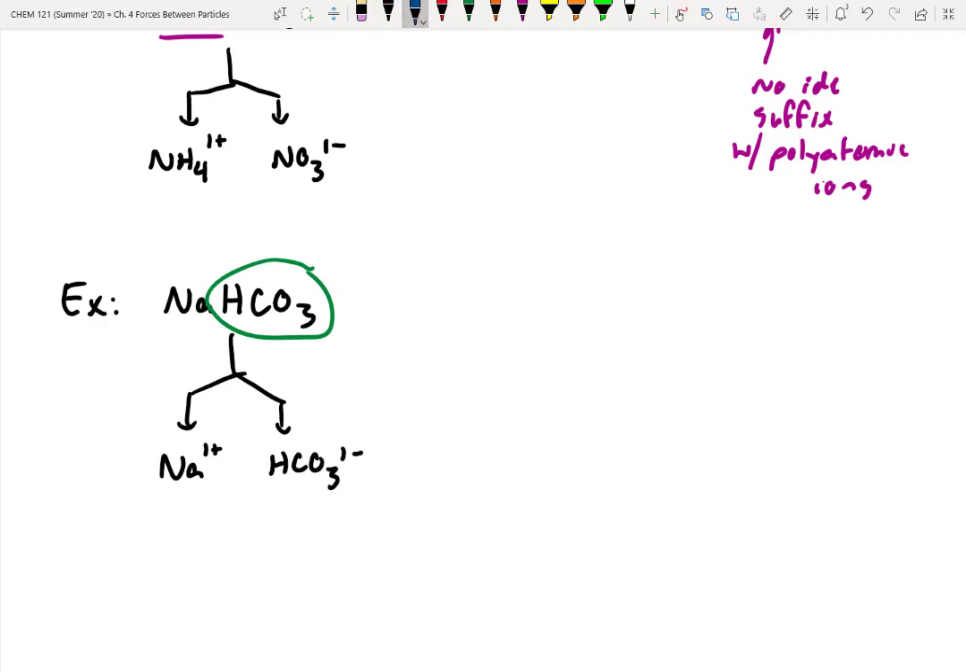So we do our cation first, which is sodium. And then we do our anion next, which is just going to be hydrogen carbonate. Oftentimes this is referred to as bicarbonate as well. But I hope this makes sense.